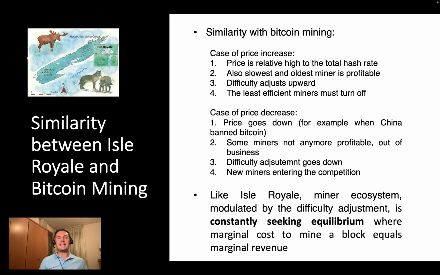On the other side, in case the price goes down, there will be miners who are not profitable anymore and they go out of business. It will cause the hash rate to go down and allow the remaining miners to be profitable and other new miners to enter the competition. Just like the moose and wolves on Isle Royale, the miner ecosystem, modulated by the difficulty adjustment, is constantly seeking equilibrium where the marginal cost to mine a block equals the marginal revenue. At maturity, mining Bitcoin should be a relatively boring, low margin business, similar to an energy utility today.